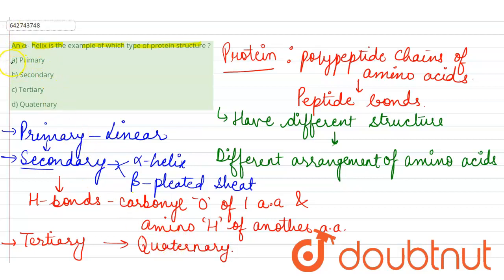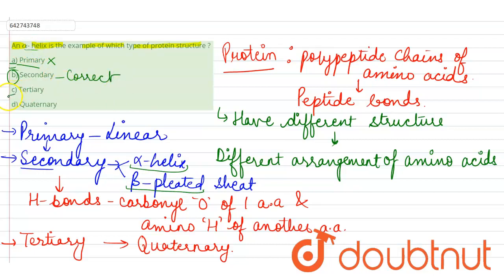Now if we come to the options, option A says primary. Primary is a linear structure. In this, alpha helix structure is absent, thus this is an incorrect option. Option B says secondary. As we have just discussed, secondary structure has 2 types, alpha helix and beta pleated sheet. So alpha helix is a part of secondary structure, thus this is the correct option.